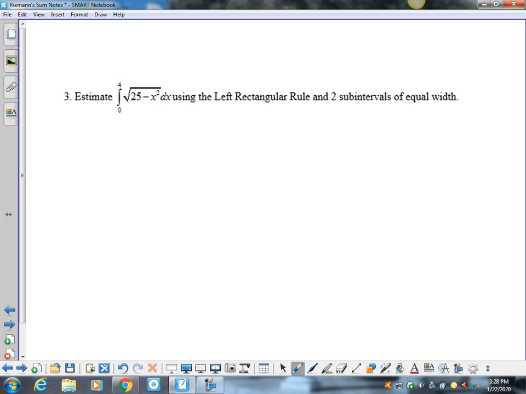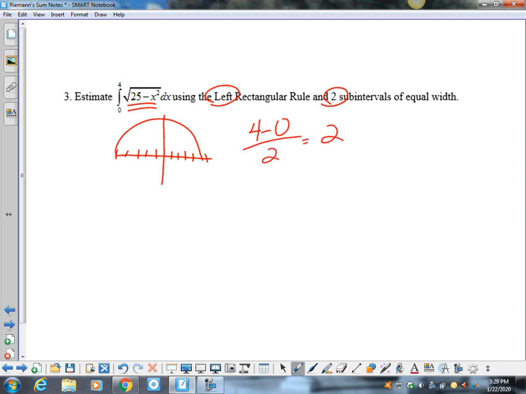Okay, number 3. So we're estimating from 0 to 4. You know that this guy is an upside down parabola or half a circle. It's a semicircle. It has a radius of 5. I want to use the left-handed rectangle rule, and I only want 2 subintervals. So from 0 to 4, my width is 2.